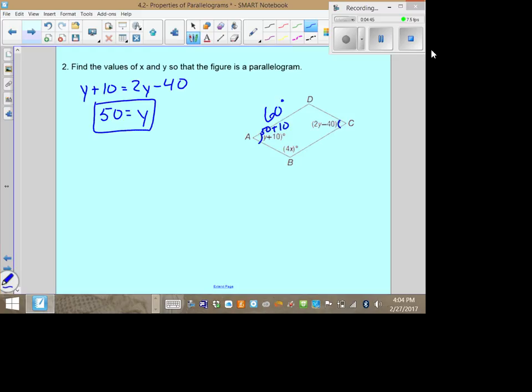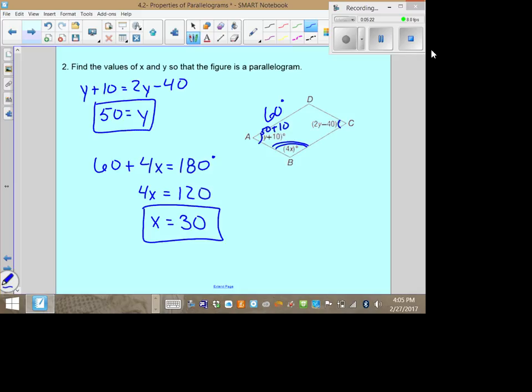And note, previously we said that the consecutive angles of a parallelogram have to be supplementary. So angle B and angle A have to add to be 90 degrees. So we can get 60 plus 4x has to equal 90. Sorry, supplementary, they have to add to be 180. So we get 4x is equal to 120. So we get x to be 30. So note that's just using the properties of parallelograms that we learned on the previous page.